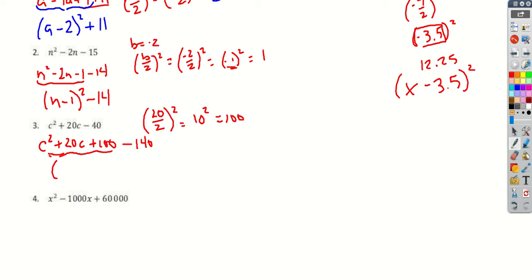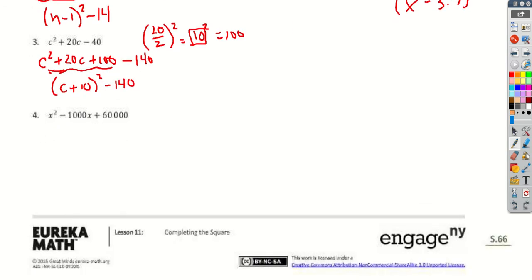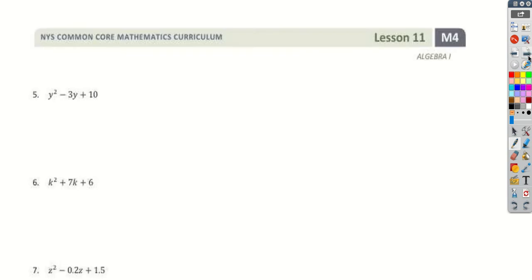Now I can rewrite this as c, go back to what did you get before you squared it, plus 10 squared, and then minus 140. All right. We're not going to do number 4, so we'll skip to the next page. All right. We'll try a couple more of these, and then we'll stop for today.